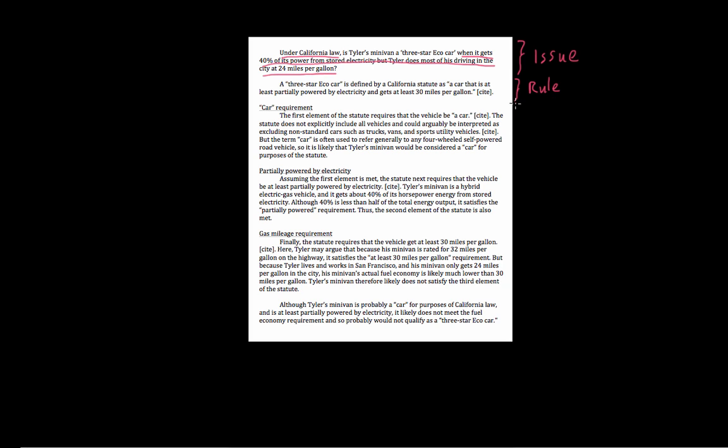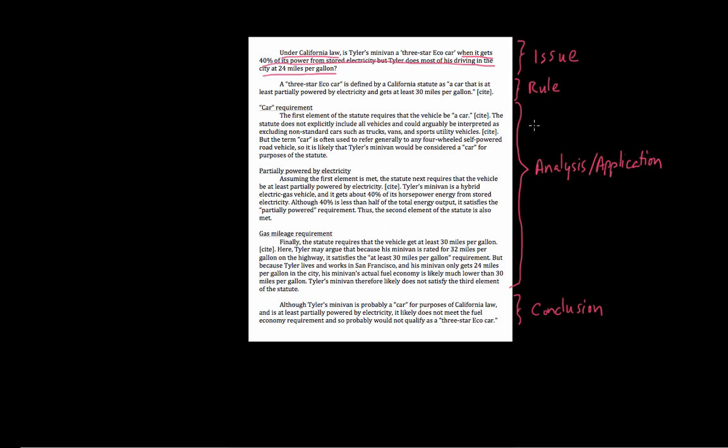Now, this big section here after the rule is our analysis, or our application if you prefer. And after our analysis comes our conclusion. Although Tyler's minivan is probably a car for purposes of California law and is at least partially powered by electricity, it likely does not meet the fuel economy requirement and so probably would not qualify as a 3-star eco car. Here's our conclusion. So you'll see that our sample memo follows the IRAC form perfectly.